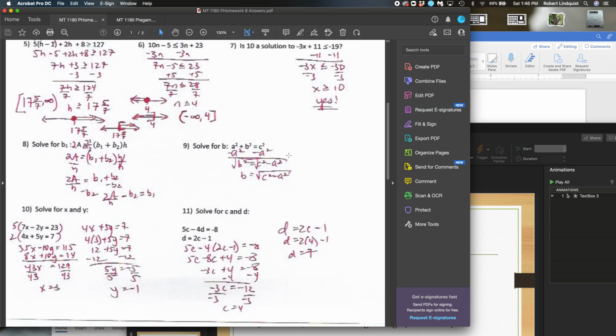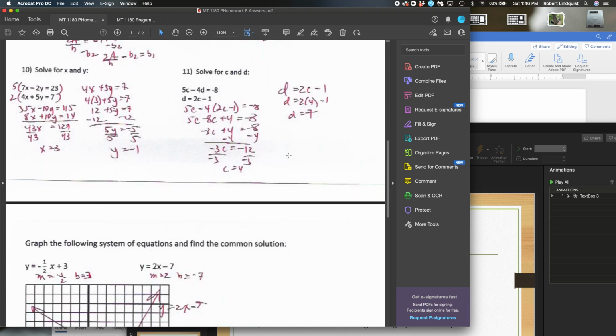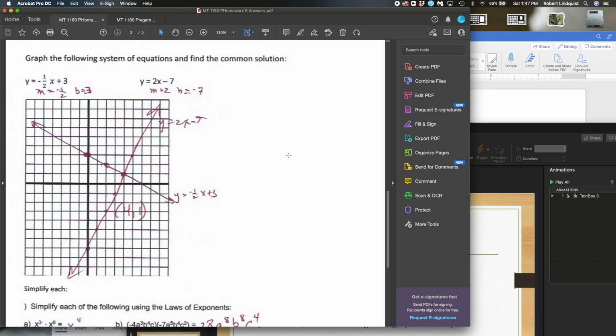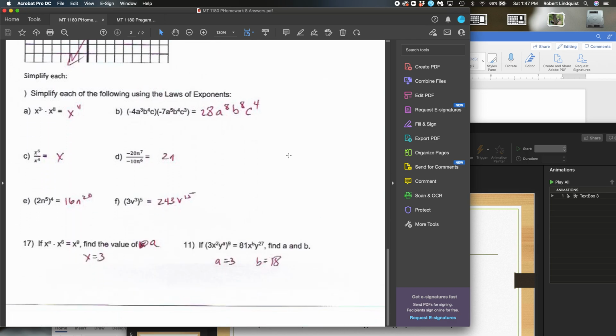Okay. Again, stop and start. And there's your graph. And here are your simplified laws of exponents problems, the new material that we covered last week. Okay? All right. So what's up next?